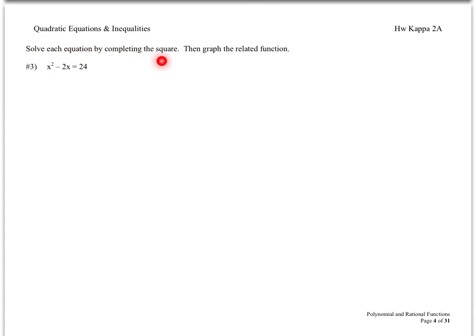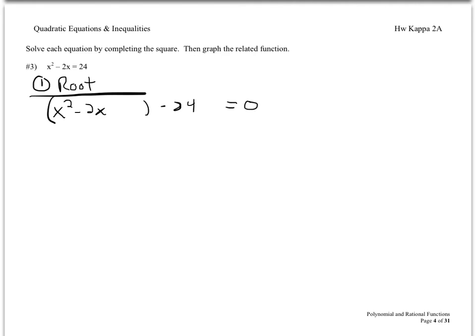Solve each equation by completing the square, then graph the related function. So completing the square and solving it in this context means to find the roots, the x-intercepts. So you don't have to do this, but to be consistent, I'm going to set this problem up like the other ones were, which had all the terms on the same side. You could leave the 24 on the right side, and that would be completely acceptable. To complete the square, the coefficient has to be 1, which it is.